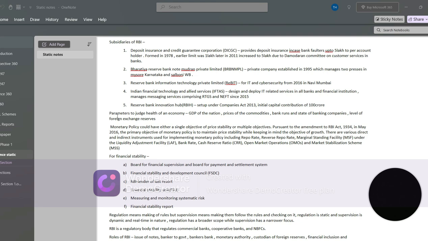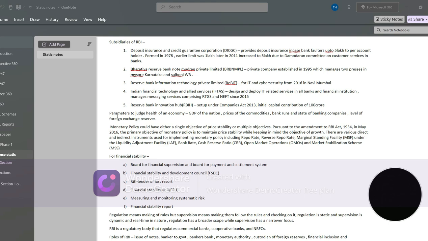Second is BRBNMPL, Bharatiya Reserve Bank Note Mudran Private Limited. This is the private company which was established in 1995 and which manages two presses to make notes, one in Mysore, Karnataka, and second in Salboni, West Bengal. Third is REBIT, Reserve Bank Information Technology Private Limited. This is for the IT and cybersecurity cell. It was formed in 2016 in Navi Mumbai.